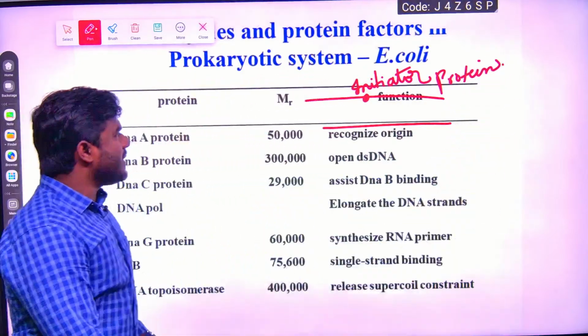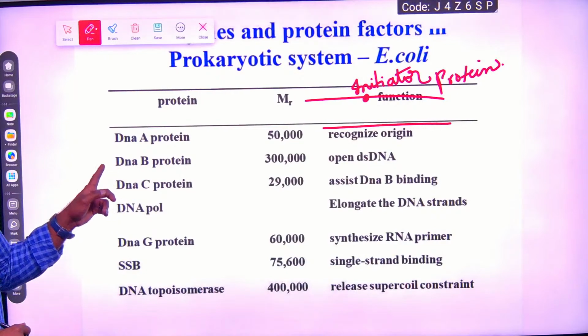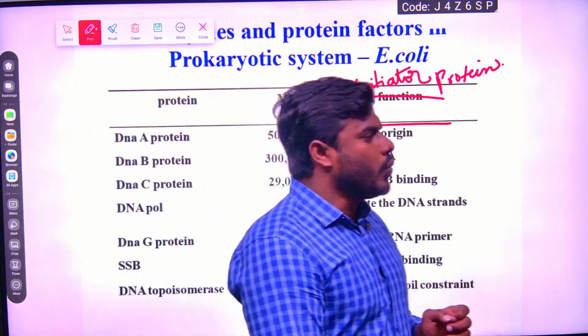What do we call it? Initiator protein. Never get confused. That initiator protein we generally call.